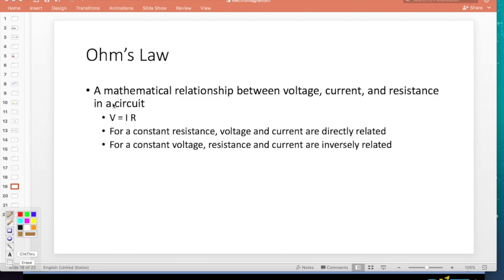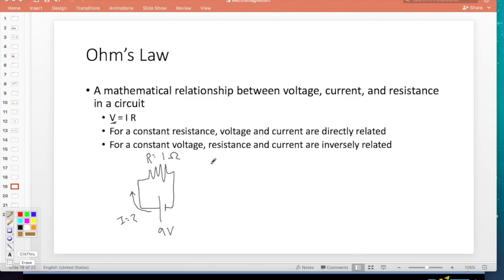We can also think about it like this. As long as the voltage stays constant, the resistance and the current, the I and the R, are inversely related. That means as one goes up, the other one goes down. So let's think about this. Let's say that I have a circuit like this with a 9-volt battery. And let's say that I have a resistor whose resistance is 1 ohm, just like last time. What is the current going to be flowing through here?